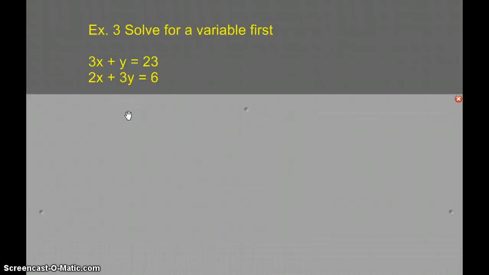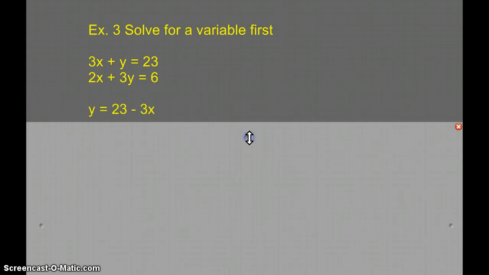Our final example is one where you have to do one extra step, where you have to solve for a variable first. If you look at our system of equations here, you'll recognize 3 out of the 4 variables have coefficients, 1 does not. In the first equation, we have a y that does not have a coefficient. That makes it easy to solve for y. In order to use substitution, we have to have x equals or y equals. So we take our first equation and we rewrite it as y equals 23 minus 3x.